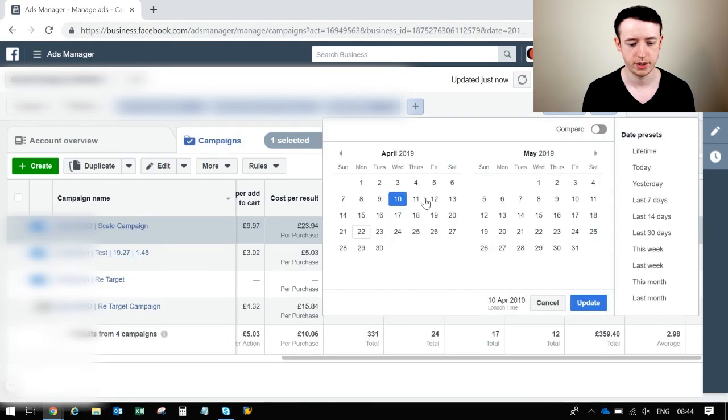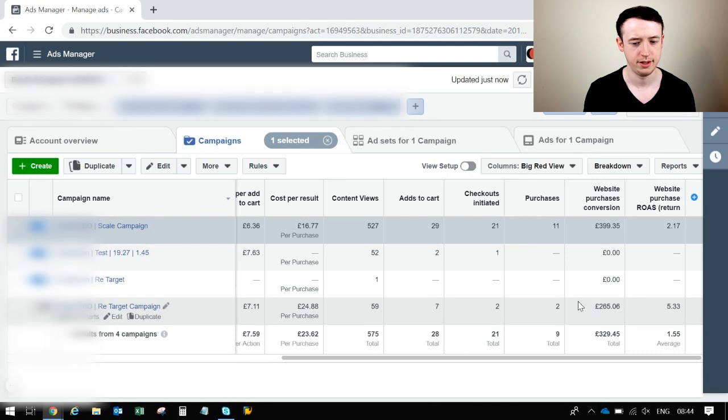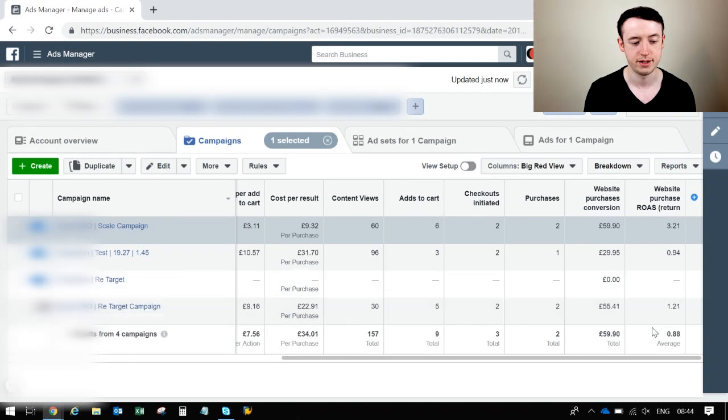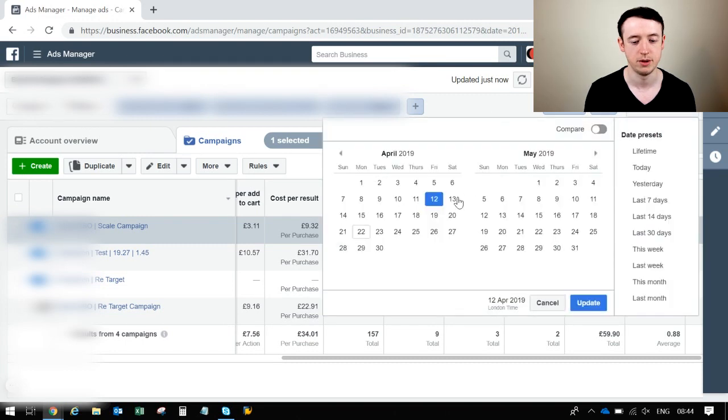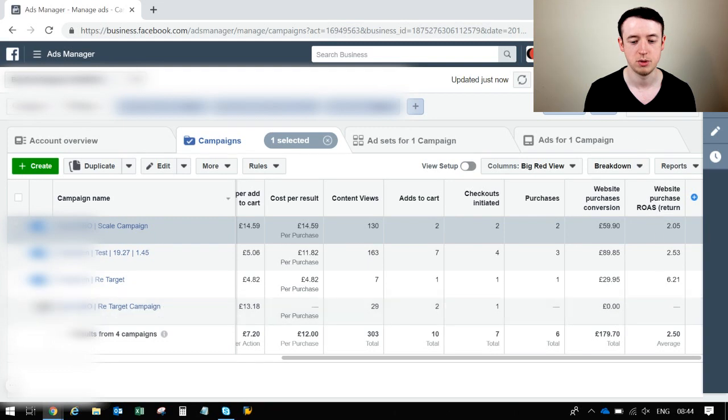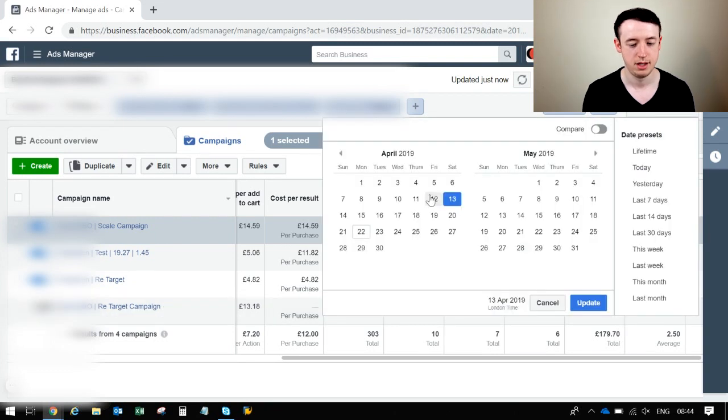So if I just jump forward a little bit here, I think I let this run just for a few more days. I got 1.55 ROAS on that day. And then this day was really bad at 0.88. So this is where I was trying to scale, but I was obviously killing things off as they weren't working. The next day, 2.5. So that was a week at that point. By the 13th, we're on a week.